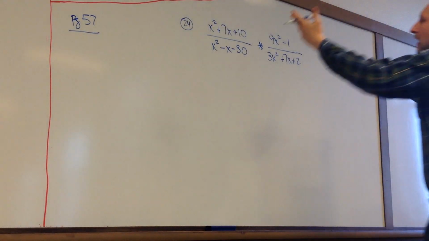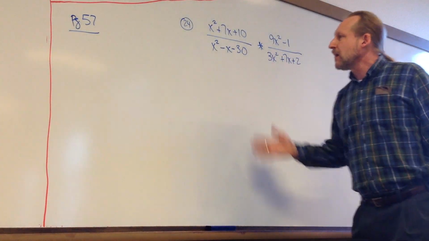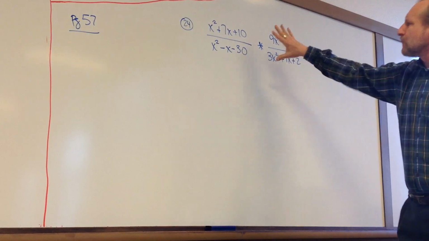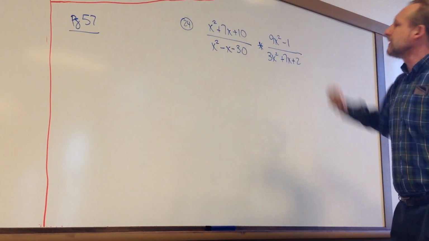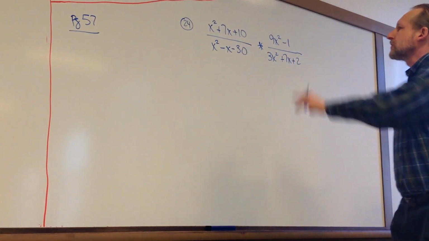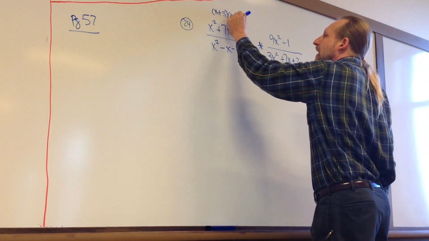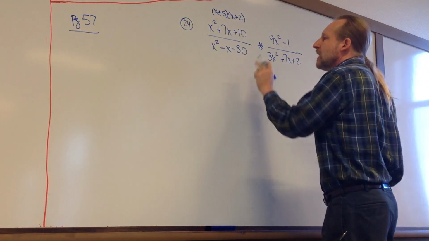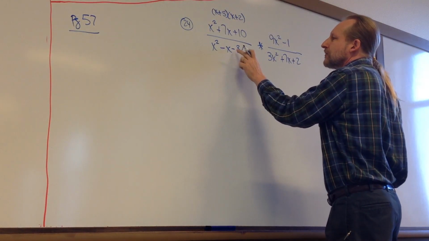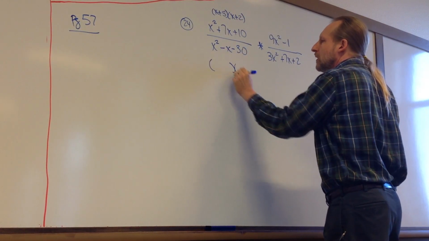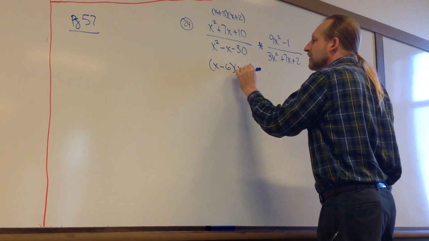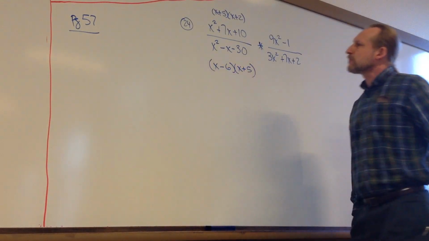So now we're working with a multiplication problem. It started out as division, but we rewrote it as multiplying by the reciprocal. Let's do the simple ones first. This is x plus 5 times x plus 2. This one, we need factors of 30 that have a difference of 1. So that's 5 times 6.